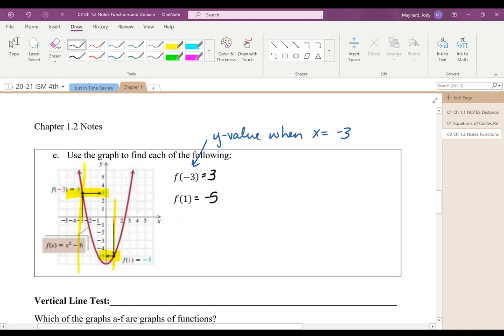All right, your turn. Go ahead and try f of 0 on your own. F of 0 means when x is 0, find the y value. All right, your answer should be negative 6, and it's from this point down here. For 0, that's where the graph is 0 at x, and the y value there is negative 6.